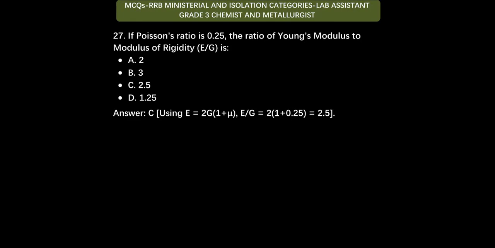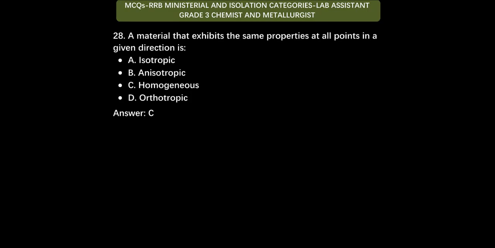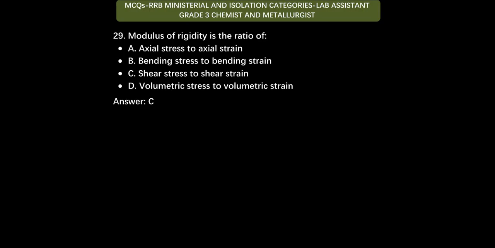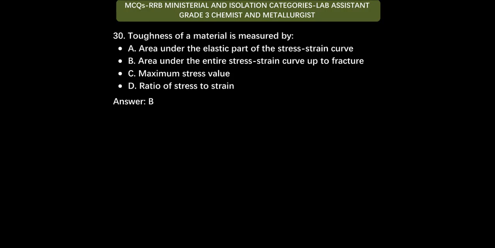If the Poisson ratio is 0.25, the ratio of Young modulus to the modulus of rigidity is option C, 2.5. A material that exhibits the same property at all points is option C, homogeneous. Modulus of rigidity is the ratio of option C, shear stress to shear strain. Toughness of a material is measured by option B, area under the entire stress strain curve up to fracture.